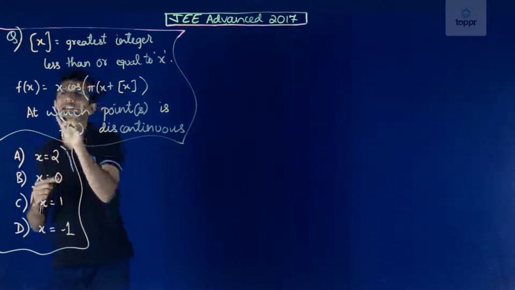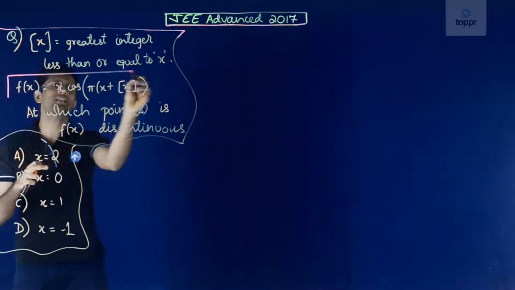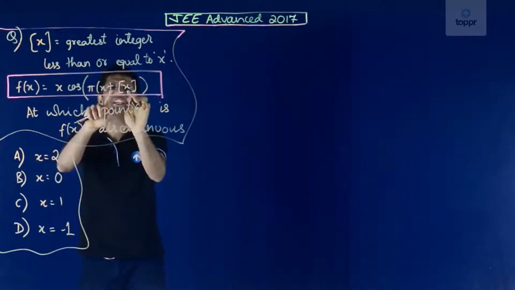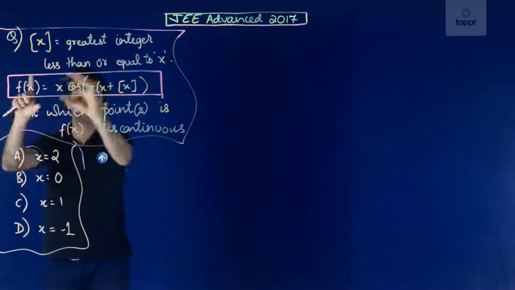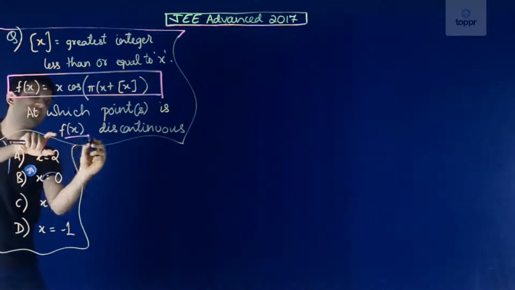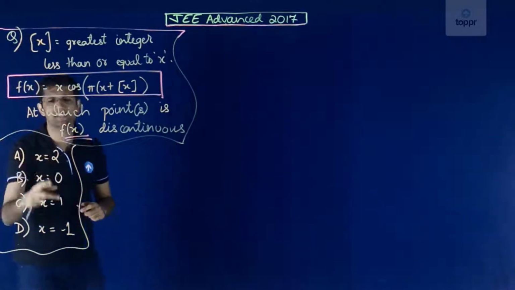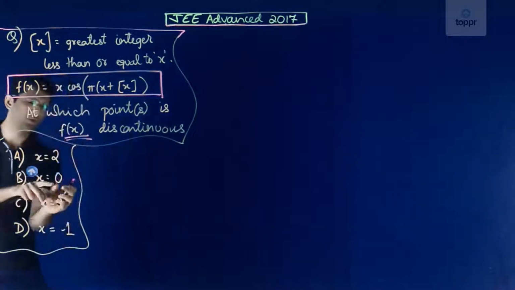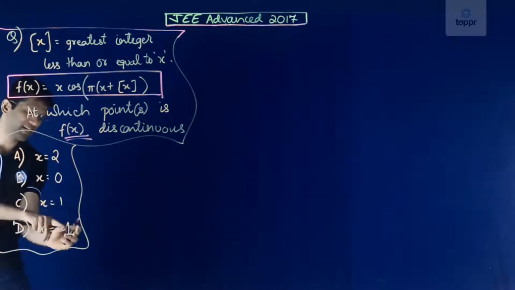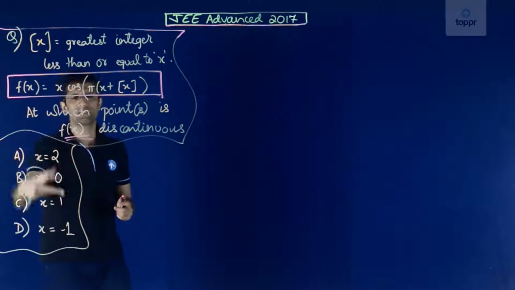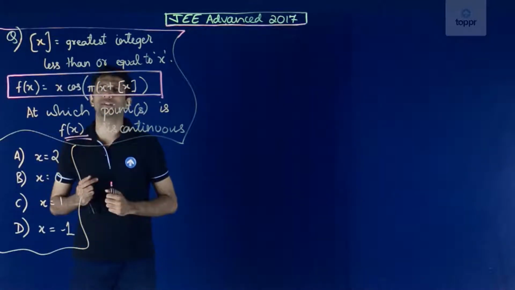Then for this given function f(x) equals x cos(pi x) plus gif of x, we have to find for this function at which points is f(x) discontinuous. So we have been given these 4 points, that is x is equal to 2, x is equal to 0, x is equal to 1, and finally x is equal to minus 1, and we have to check for which of these points is f(x) discontinuous.